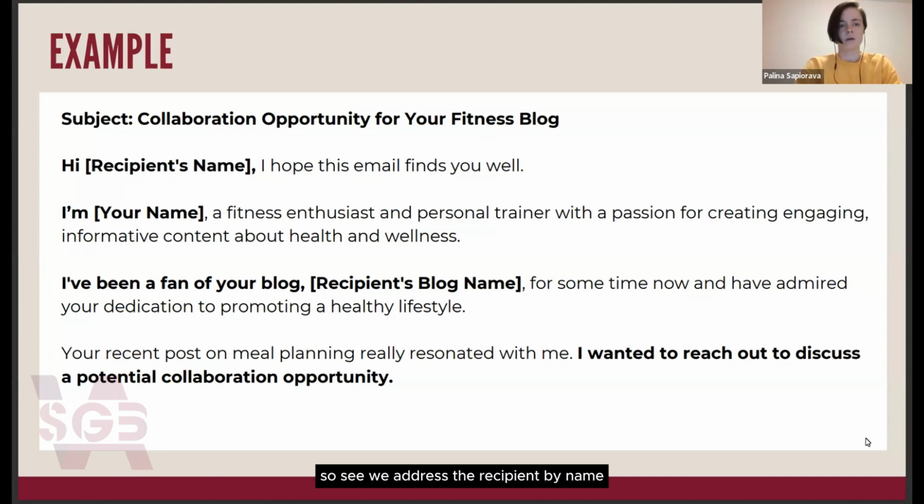See, we address the recipient by name, and then we introduce ourselves, because it's also important to state clearly who you are and what you want. You explain, for example, with the phrase, "I've been a fan of your blog." So you explain why you're reaching out and how you found information about this person. It actually makes a better impression, because you're not just reaching out of the blue. You've been a fan and you want to share something interesting with that person. So that's why you state that you want to reach out to discuss a potential collaboration opportunity.